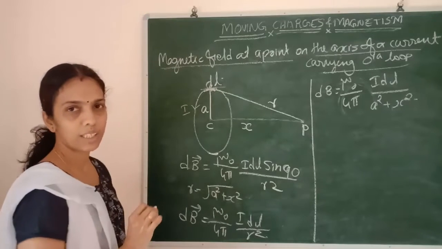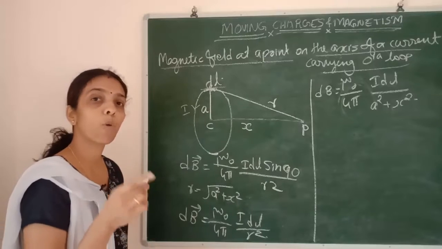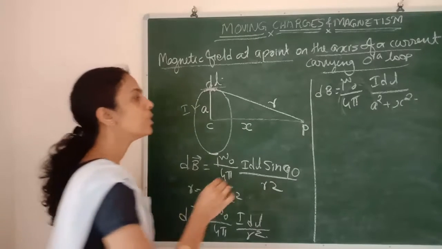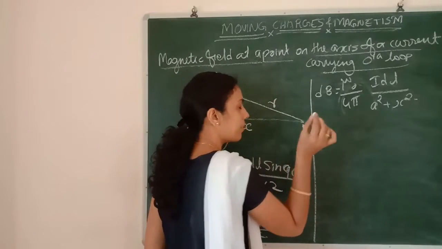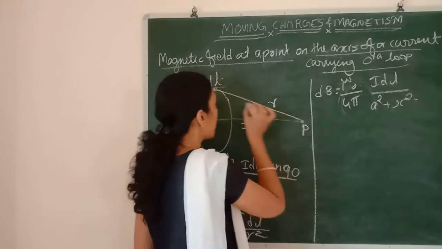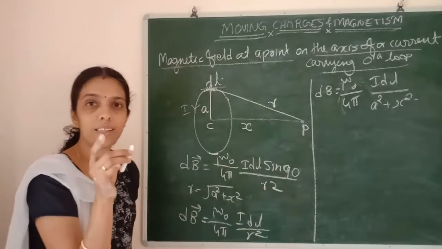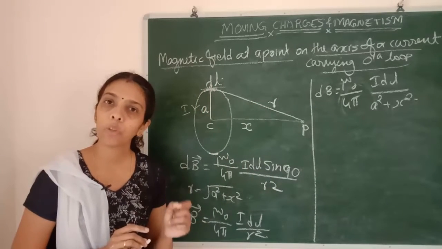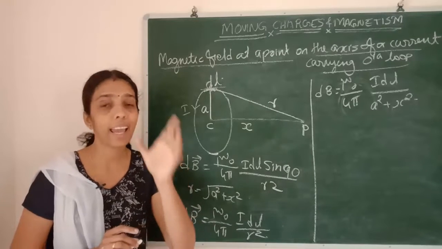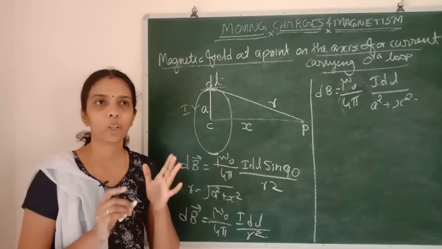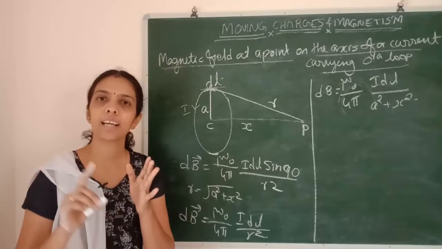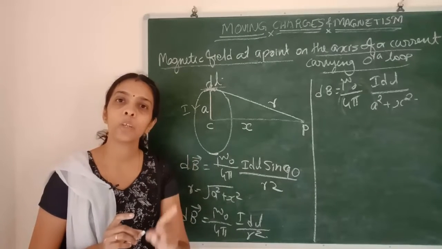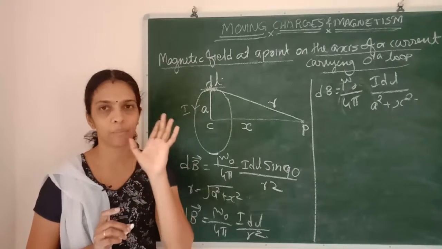For finding that, we should consider the direction of the magnetic field, isn't it? So the direction of the magnetic field will be dl cross r. For A cross B, what is the direction? A cross B will be perpendicular to both A and B, isn't it? That is, A cross B equals AB sin theta times vector n, where vector n is the unit vector perpendicular to both A and B, isn't it?